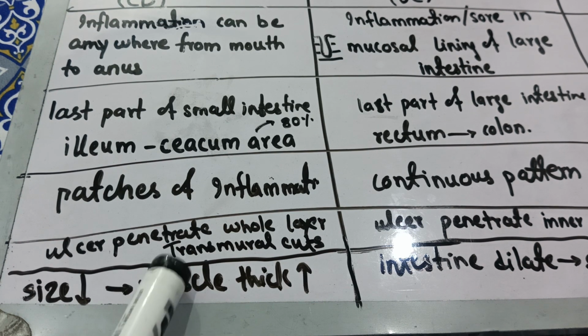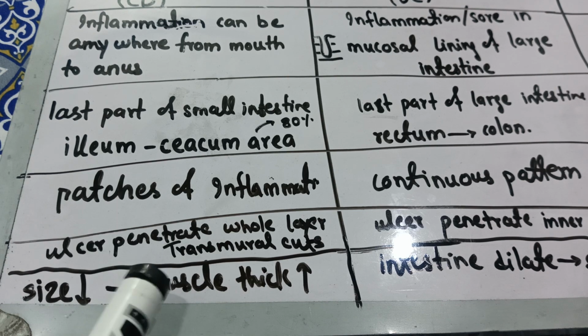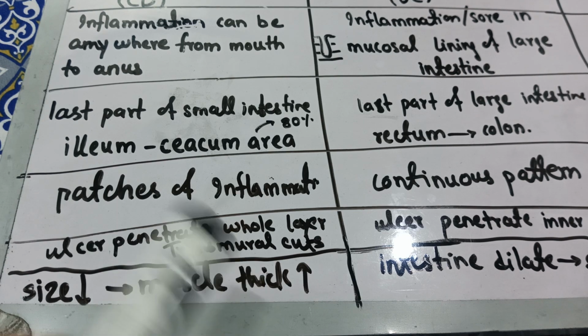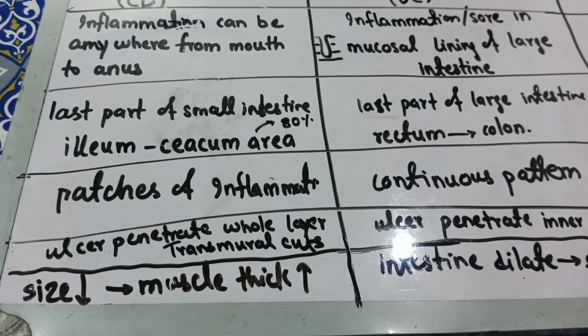So these kinds of deep cuts can also be called transmural cuts. It means whenever you have Crohn's disease, you will observe transmural cuts, meaning the whole layer is going to be forming holes in it and causing the material to flow from one organ to another organ.